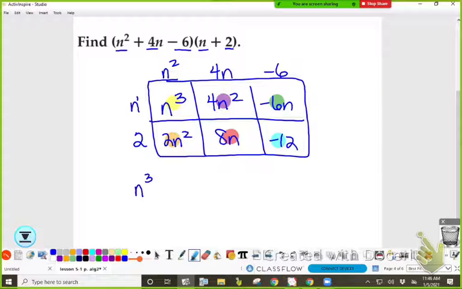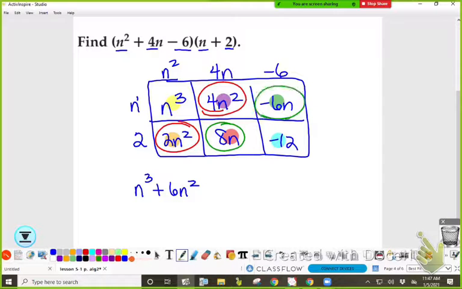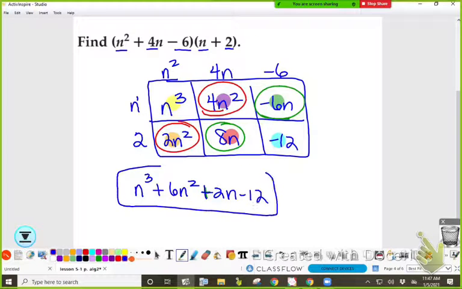Okay, now look for your n squareds. I have one here and here. They're both positive, so you would just add them. What is it? 6n squared. Now look for your n, no exponent. I have negative 6n and a positive 8n, plus 2n, and then minus 12. That's your answer. That's not as bad now that I think about it.